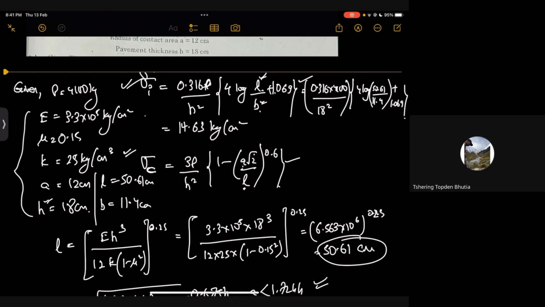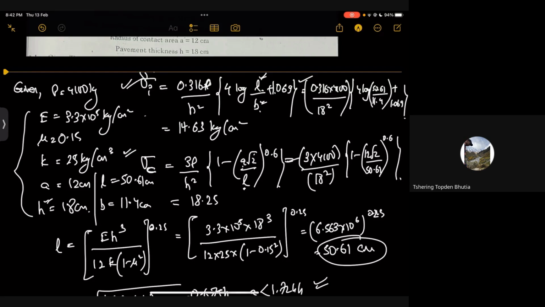Okay, someone has commented. Please guys, solve the second one. It's the same thing. 3 into 4100 by h square was the formula, 1 minus a root 2, 12 root 2 by 50.61 to the power 0.6. Yes, you guys are right. It is 18.25 kilogram per square centimeter.